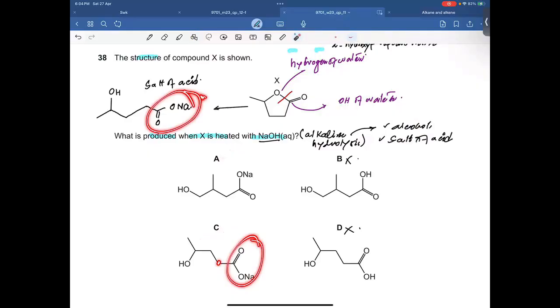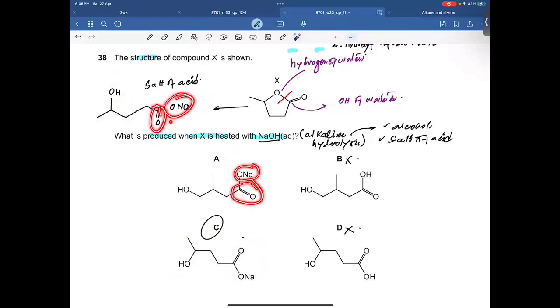Then we have CH2, CH2, CH2, CH2, CH, CH, OH, OH, CH3, CH3. So from my perspective, what we are looking for is option C. Why not A? This is ONa, ONa, this is CO, this is CO, this is CH2, this is CH2, this is CH, CH3. So this CH2 is missing from this.